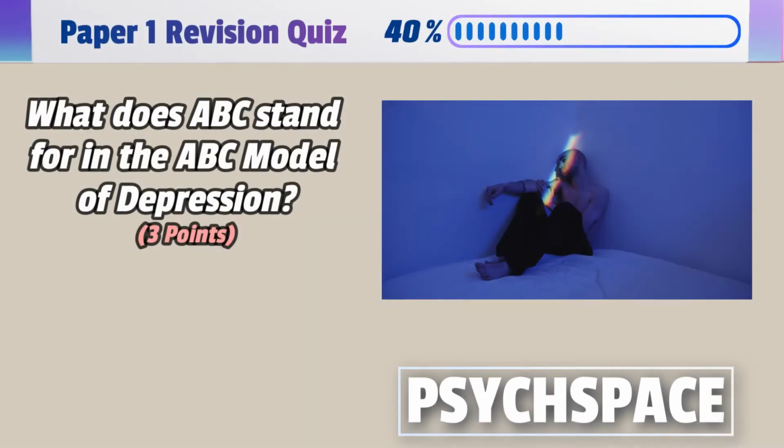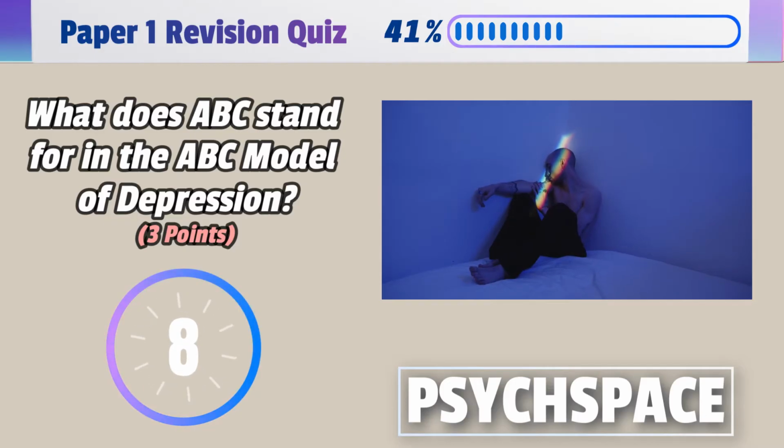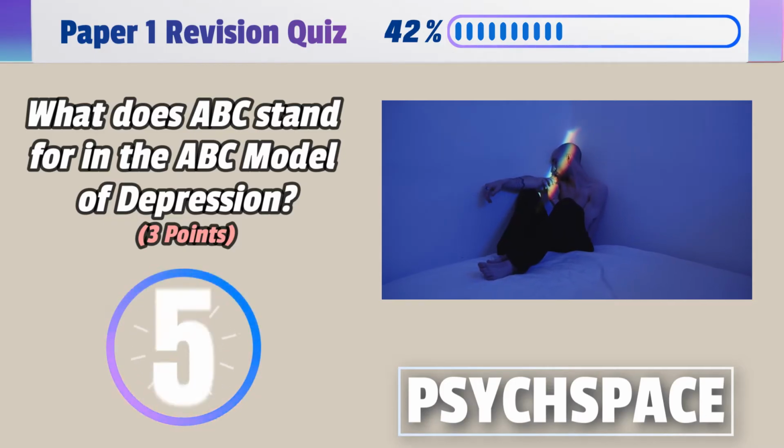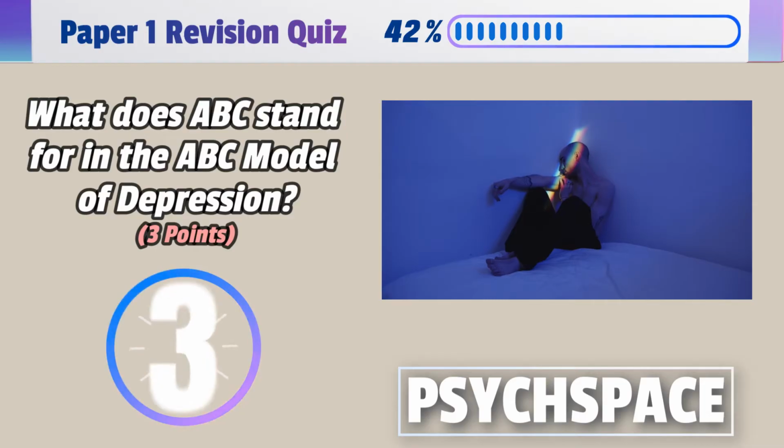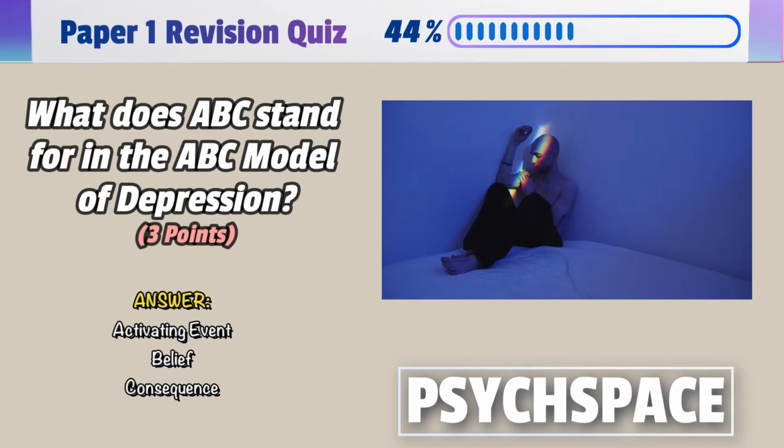What does ABC stand for in the ABC model of depression? It stands for activating event, belief and consequence.